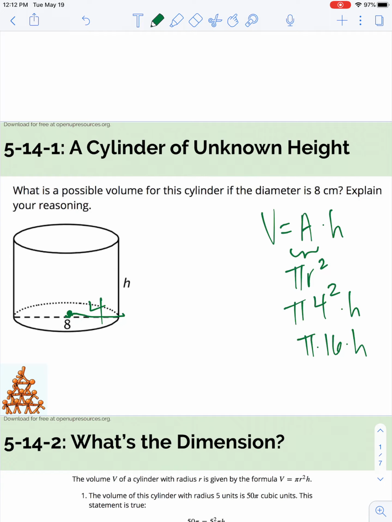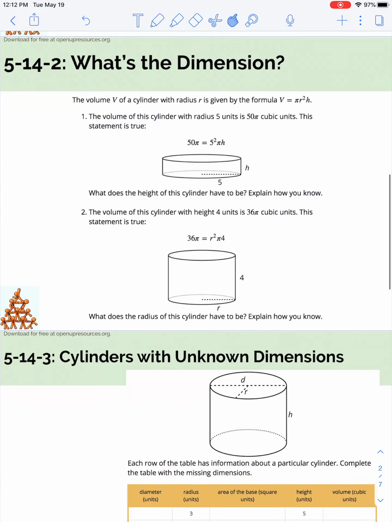In this case, because they're saying possible volume, I would say you just make up a height. So let's make it easy. Let's say height equals 1. Then it's just pi times 16 times 1, which is 16 pi. You could have made up something else if you choose to, and that would also work.